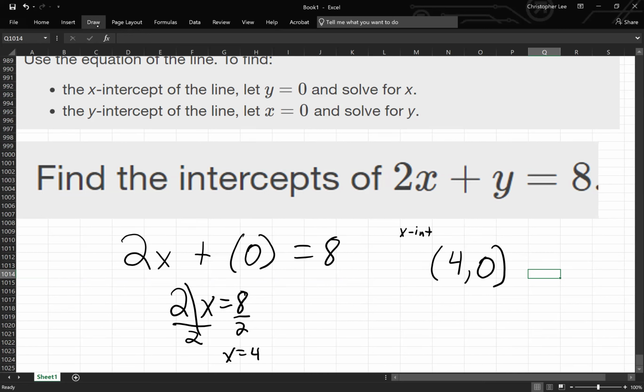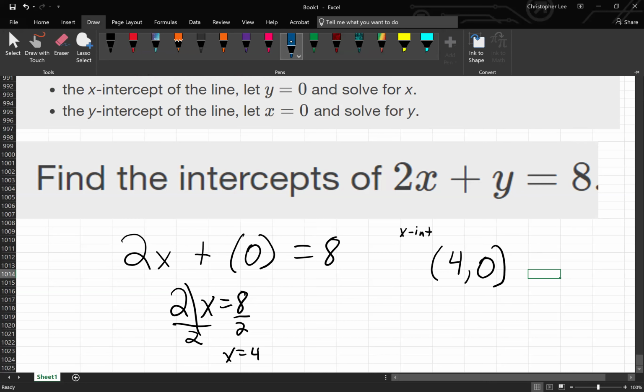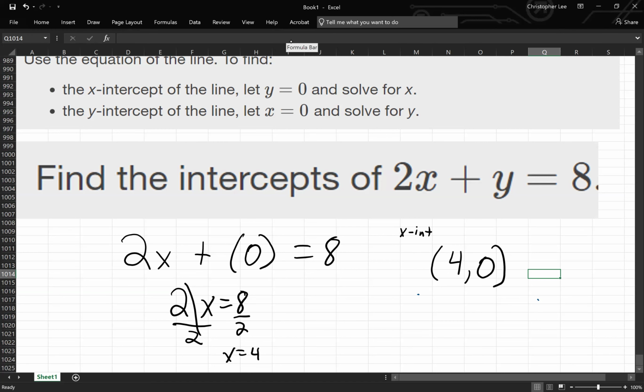So the next part says, I want to find the y-intercept. Why did I divide by 2? Because I want x by itself. I want to solve for x. Not distribute. Divide by 2 to get rid of it. And what you do to one side, you have to do to the other.